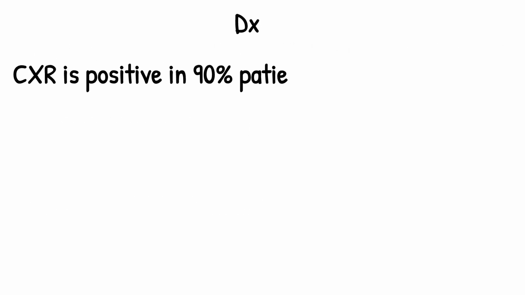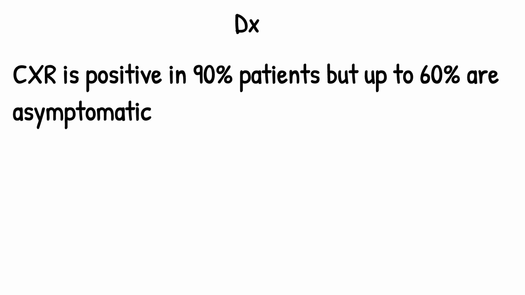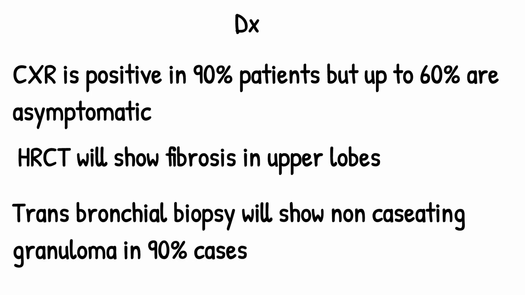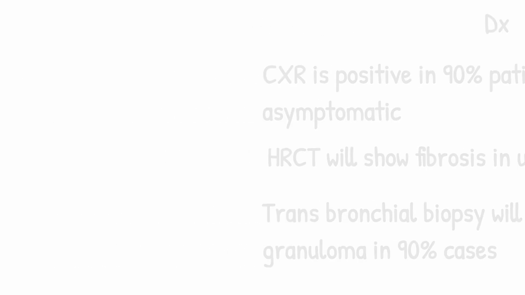Now, to diagnose, we have a few things which we have to do. Chest X-ray is positive in 90% of the cases. We'll discuss the chest X-ray later on in the lecture, but 60% will be asymptomatic with abnormal chest X-ray. HRCT will just point out fibrosis in upper lobes, and definitive diagnosis is transbronchial biopsy, which will show non-caseating granuloma in 90% of the cases. So it will be the biopsy which will give us the diagnosis.